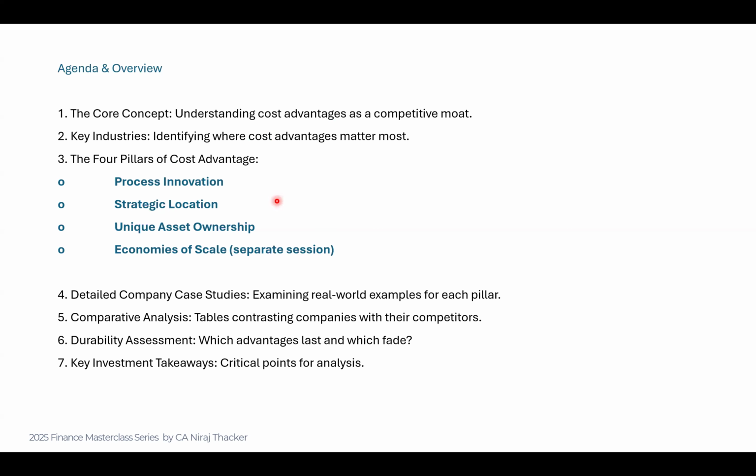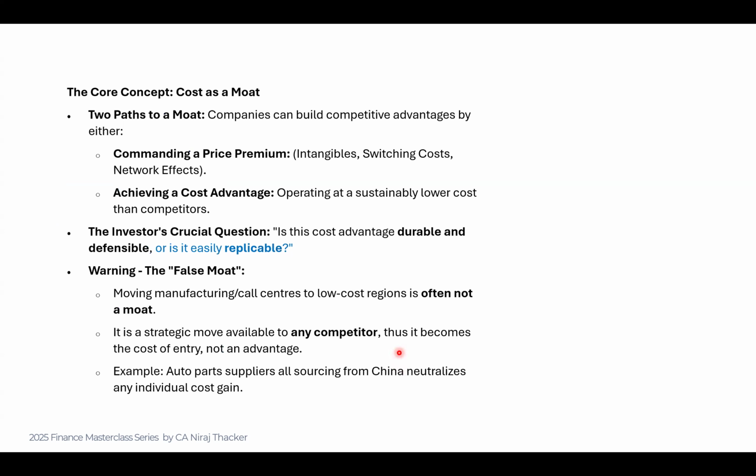So what is the core concept? Understand the cost advantage. Identify where the cost advantage matters most, so that we will see how, and then from where it can come. Cost advantage can come from process innovation, strategic location, unique asset ownership, and economies of scale. Economies of scale is a full-fledged separate presentation, so I'll take it separately. And we'll take case study, comparative analysis, and summary. All those things I'll take in this presentation.